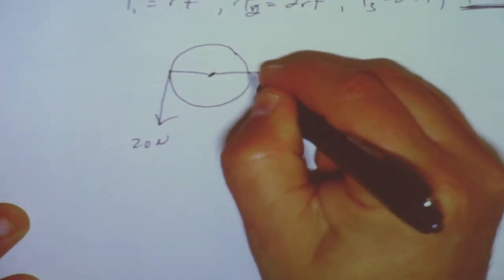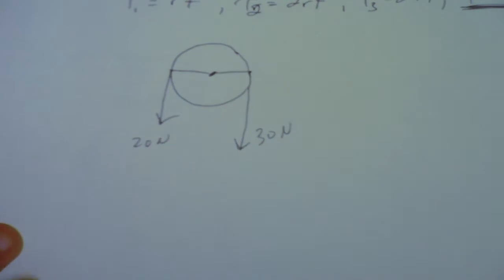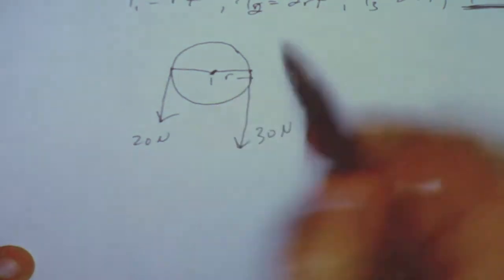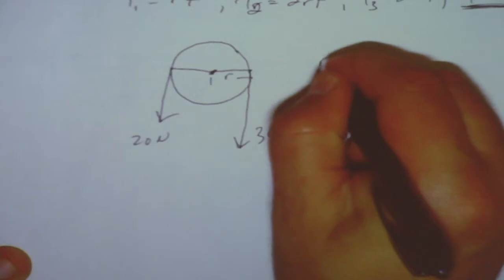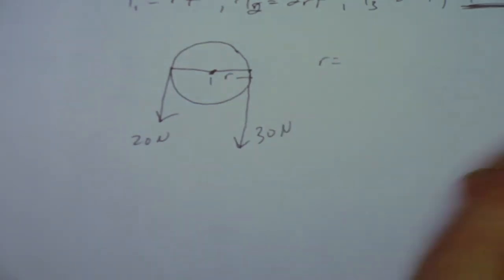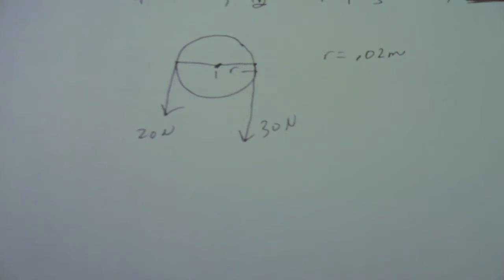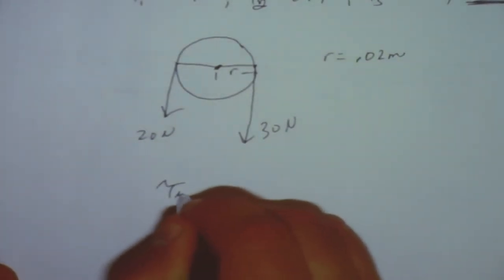So this one was 20 newtons. On the other side, 30 newtons. And again, they give you the diameter, which is 4 centimeters. We really need the radius, this distance. And it's the same for both of them, from here to there or here to here. 2 centimeters, divide that by 100, 0.02 meters. Okay, so I can do the net torque.